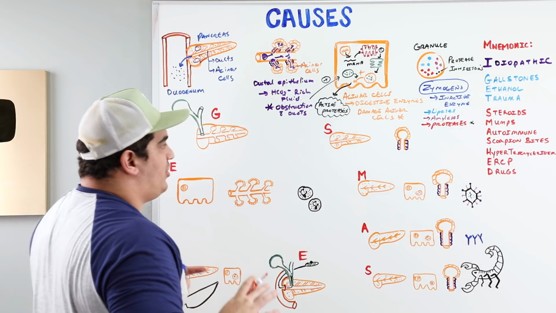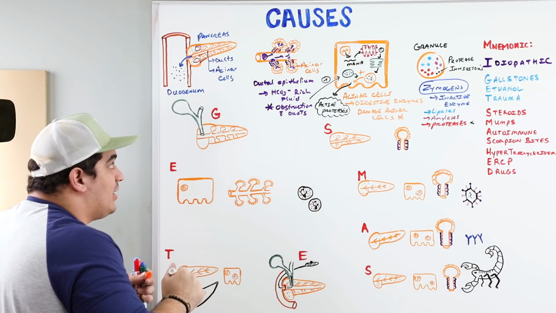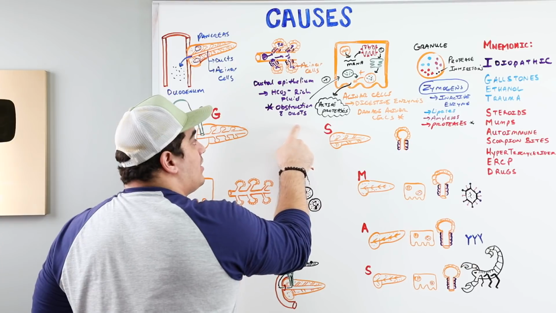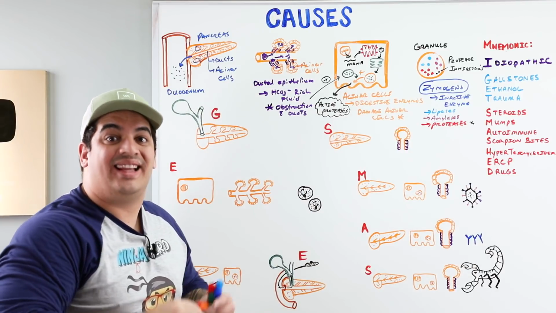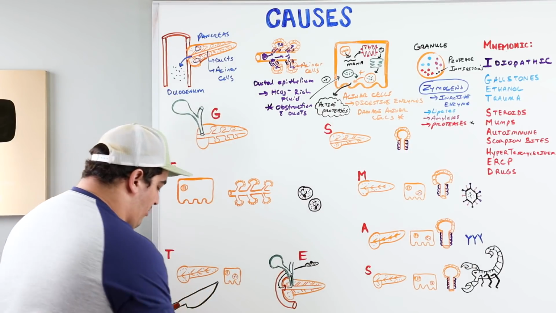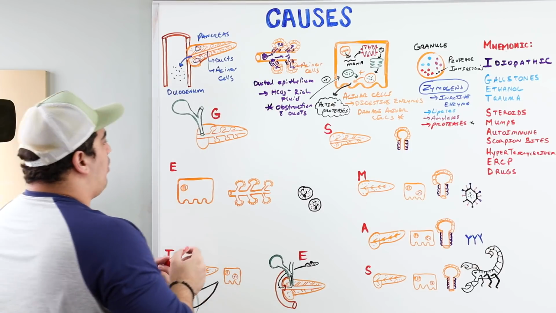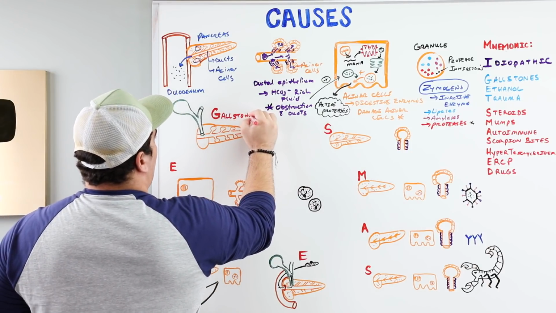So now my question to you is, what are the particular types of causes that lead to obstruction within the ducts or lead to direct destruction of the acinar cells that leads to autodigestion of the pancreas? I'm so glad you asked. So the first one that I want you guys to remember is gallstones. This is by far the most common cause. So gallstones, how does this do it?